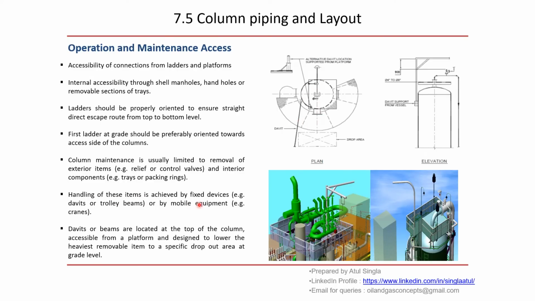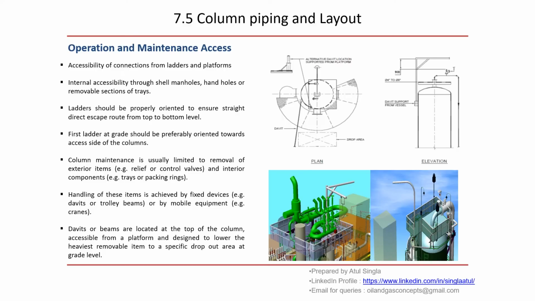Handling of these items is achieved by fixed devices, that is davits or trolley beams. If you see, this is the kind of davit we are having. This is supplied by the vendor only. Equipment mounted davits, these are the arrangement. This kind of davit will be there at the top, so that it can be rotated. We can lower the items through this, and we have a drop zone area. We can drop in that area also.